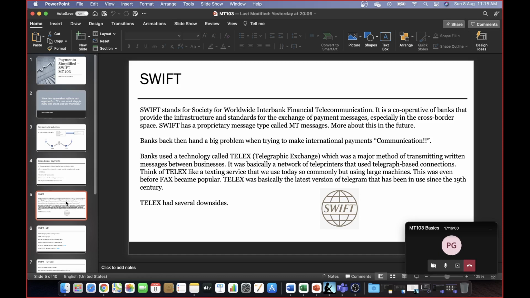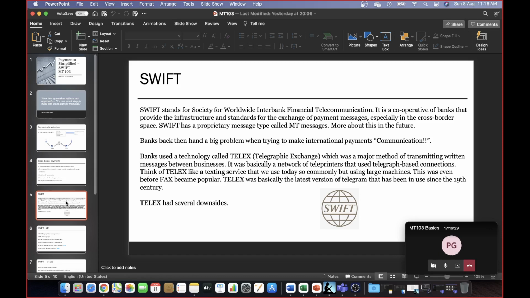Previously, and this is just an interesting point, before SWIFT came into the picture, banks used a technology called telex, a telegraphic exchange. It's basically like a machine, SMS for the olden days. There used to be these huge machines that transmitted data from one business to another.